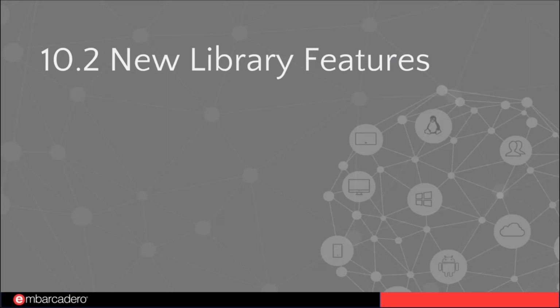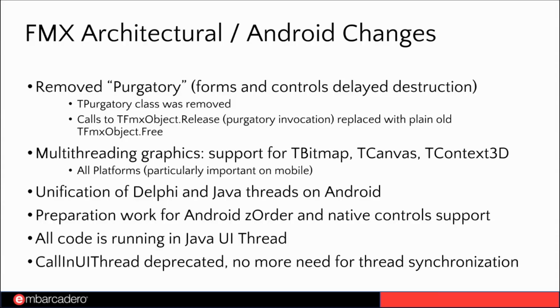RAD Studio 10.2 provides many new library features. With FireMonkey in 10.2, you can build faster Android UIs with enhanced thread support. The Delphi and Java threads on Android have been unified in 10.2, and call-in UI thread has been deprecated. And what that means is that all code is now running in a Java UI thread, removing the need for thread synchronization.